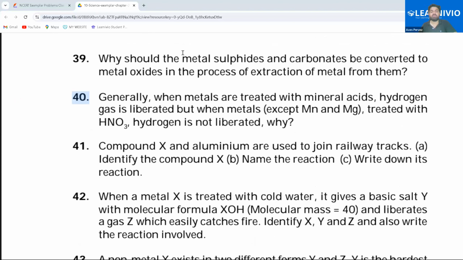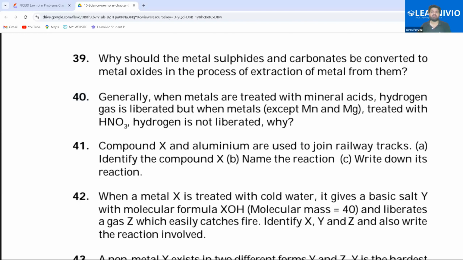Question number 40. Generally, when metals are treated with mineral acid, hydrogen gas is liberated, but when magnesium and manganese are treated with HNO3, hydrogen is not liberated. Why? Can you tell me why? HNO3 is a strong oxidizing agent, you know.